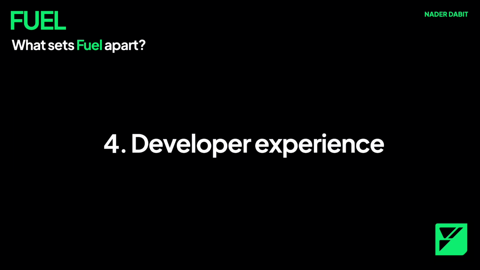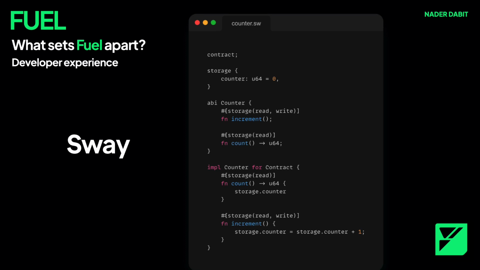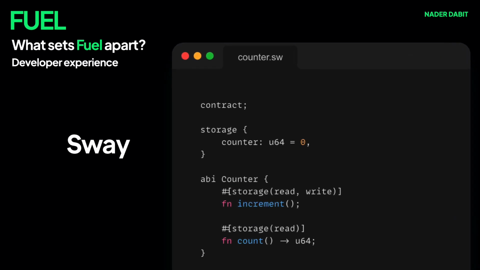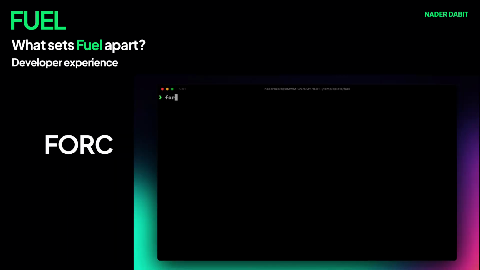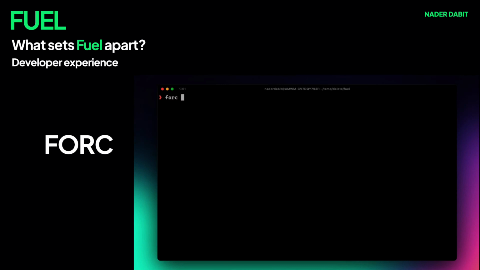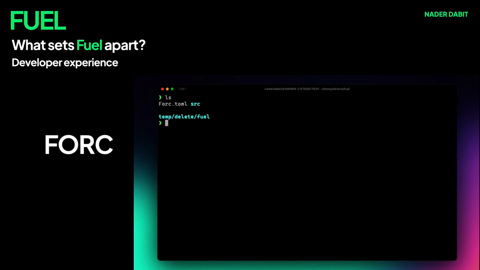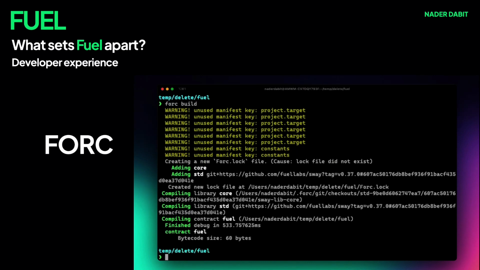And finally, Fuel is set apart by its overall developer experience. As mentioned before, Sway offers a very nice developer experience for building smart contracts and abstracts away a lot of the lower-level boilerplate that you may have seen in other Rust-based smart contract environments. Fuel also introduces Forc, the Fuel orchestrator. Forc allows you to initialize, test, and build and deploy smart contracts easily directly from your command line, and is integrated directly with the rest of the toolchain, including Sway.